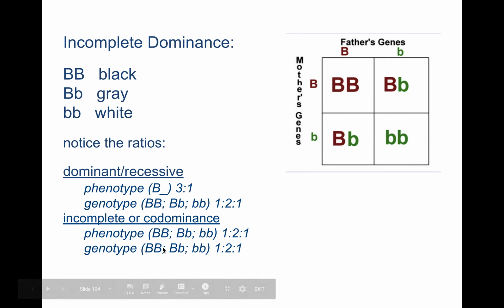Also notice the ratios. When you're looking at straight dominance recessive versus incomplete or codominance, the phenotypic ratio is going to be different from the genotypic ratio. The genotypic ratio is going to be 1 to 2 to 1 for homozygous dominant, heterozygous, homozygous recessive. But the phenotypic ratio, typically, if you have only one dominant allele, then you will see that dominant phenotype. So the phenotypic ratio will be 3 to 1. Now, if you have incomplete dominance or codominance, those heterozygotes actually look different from the homozygous dominant organism. So the phenotypic and genotypic ratios are the same, 1 to 2 to 1.